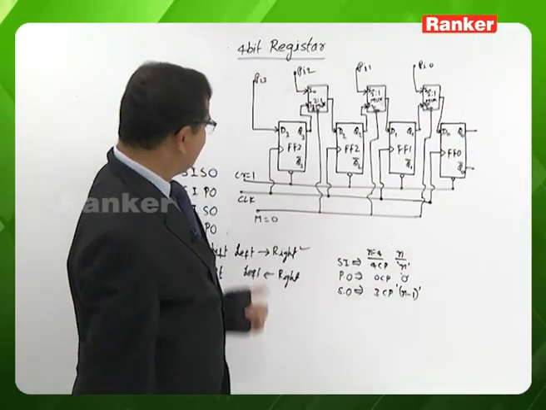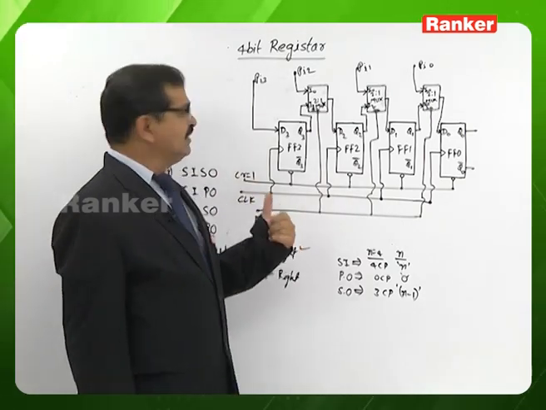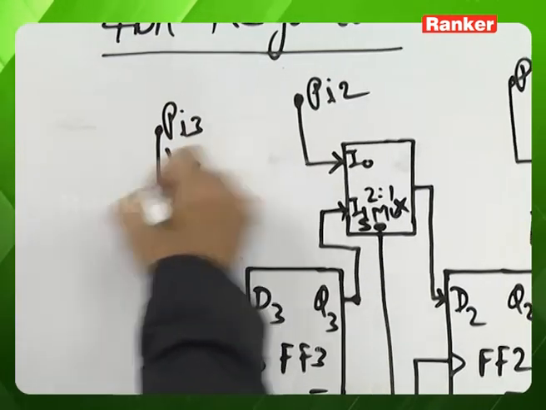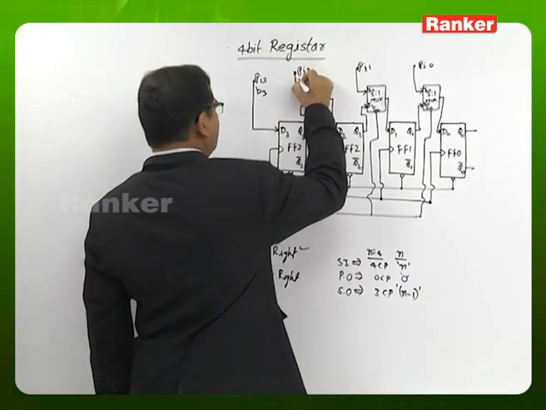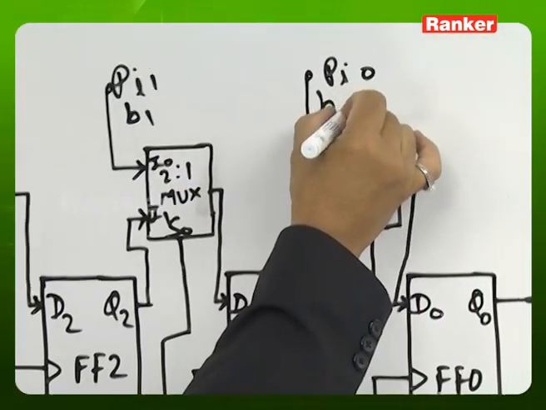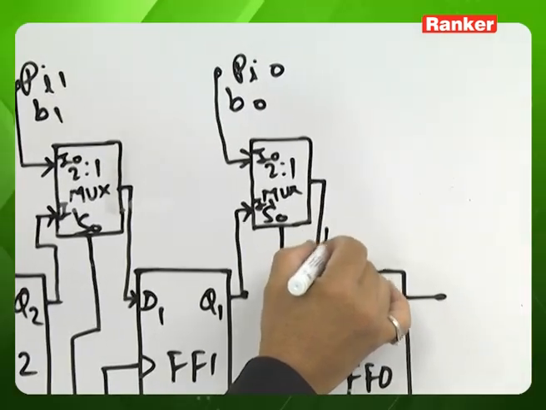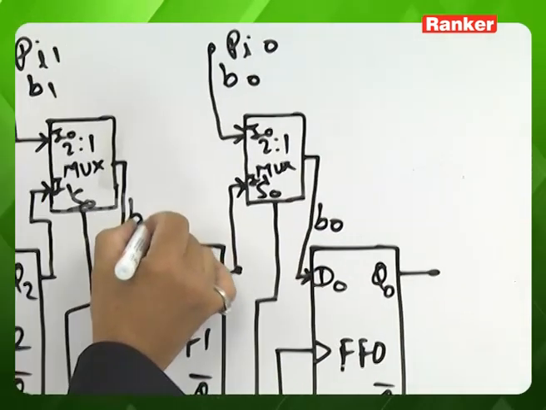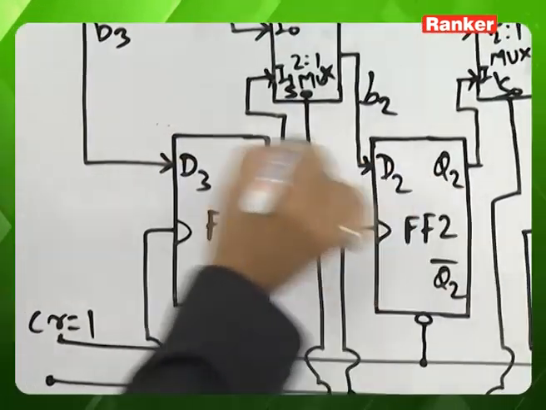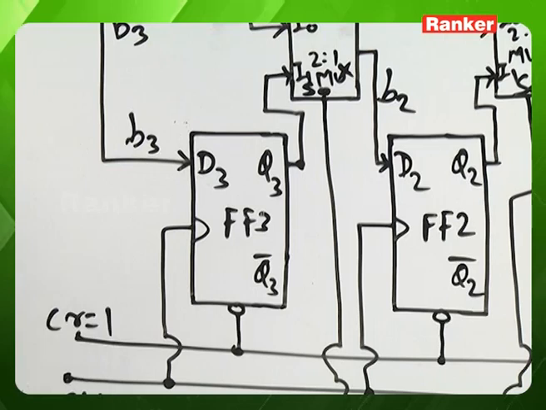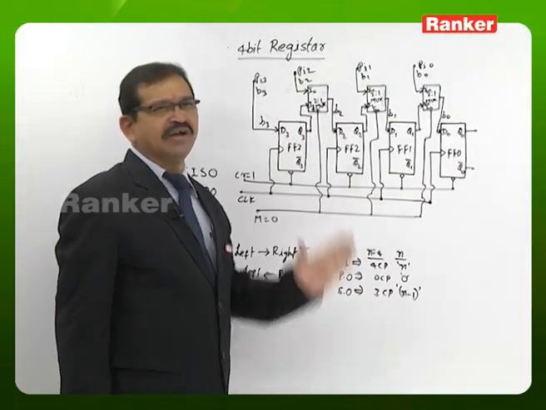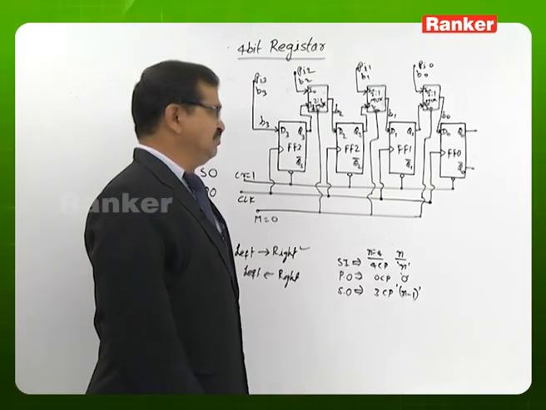So at this instant, if at all we are applying the clock signal, the parallel input 3, if at all it is a bit B3, and the parallel input 2 is a bit B2, parallel input 1 is a bit B1, parallel input 0 is a bit B0, then B0 is the input to the flip-flop 0, B1 is the input to the flip-flop 1, B2 is the input to the flip-flop 2, B3 is the input of flip-flop 3. So that as and when we are applying the clock signal, all the bits are entering into the register simultaneously.